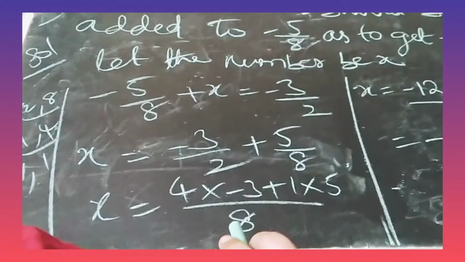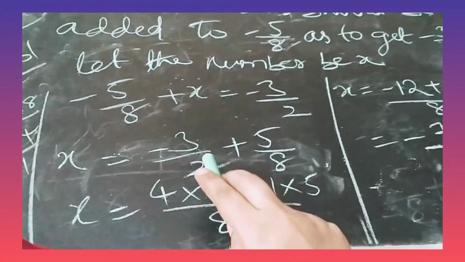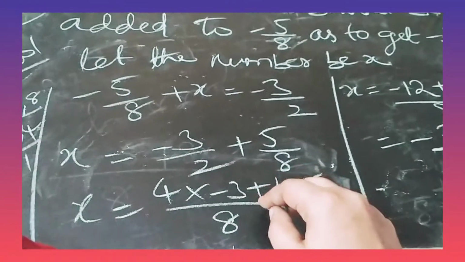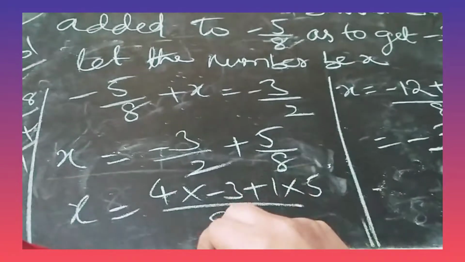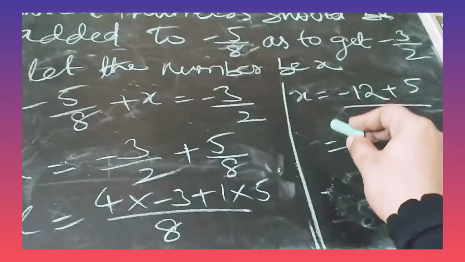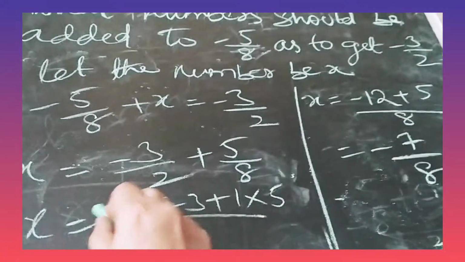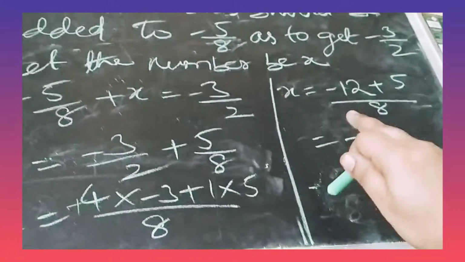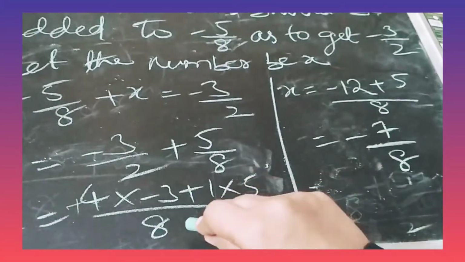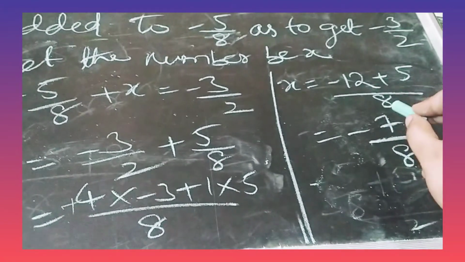LCM is 8 here. How many times 8 goes into table? It goes 4 times. Okay, 4 into this minus 3 you have to write here, plus again how many times 8 goes in 8 table? It goes one time. 1 into 5. Okay, now x is equals to 4 threes are 12. Here plus is there, so plus into minus is minus. Okay, minus 12. Okay, plus 1 fives are 5. Okay, minus 12 plus 5 by 8.